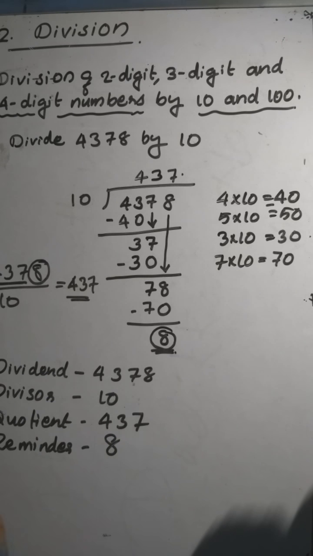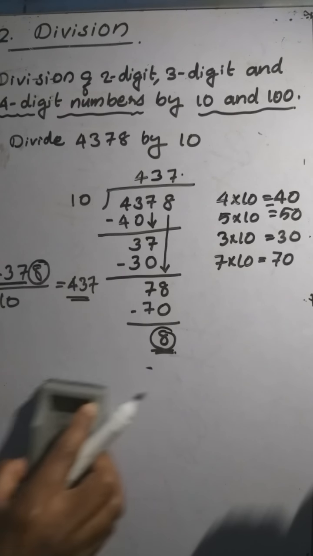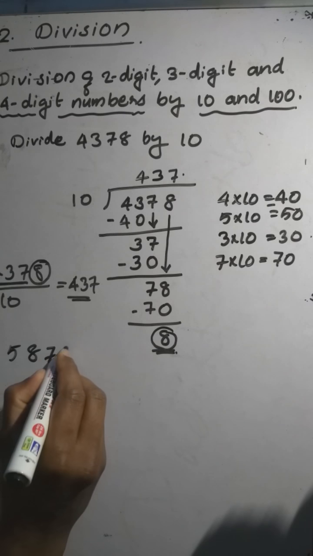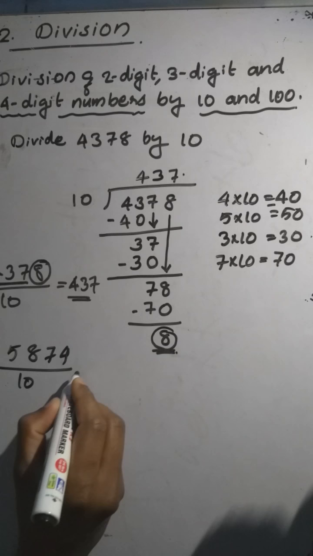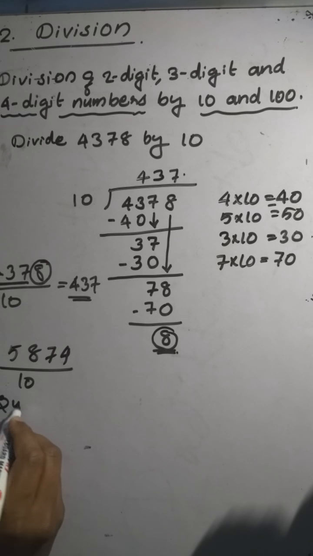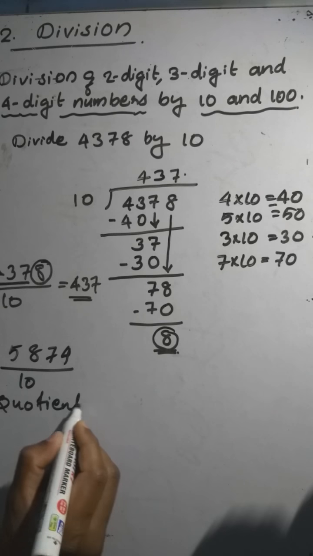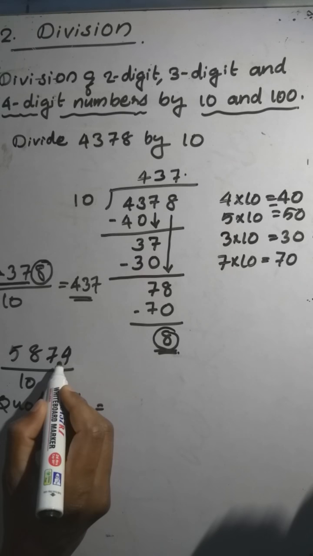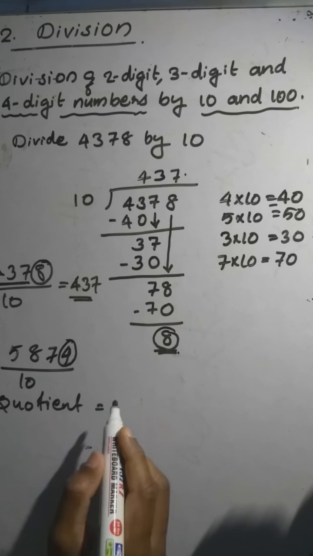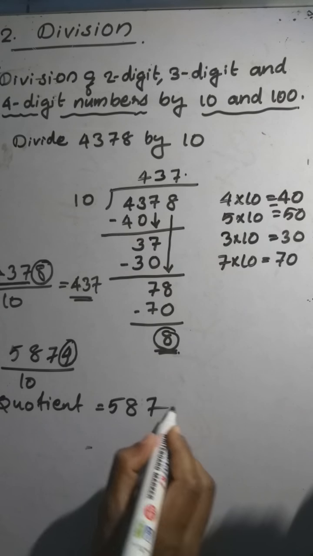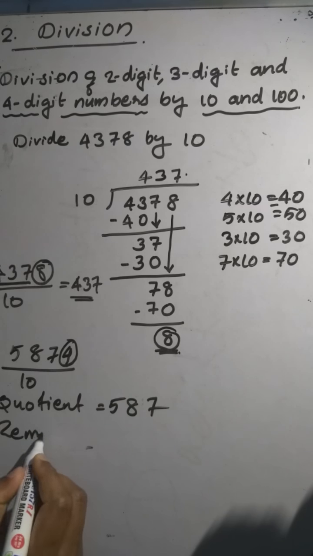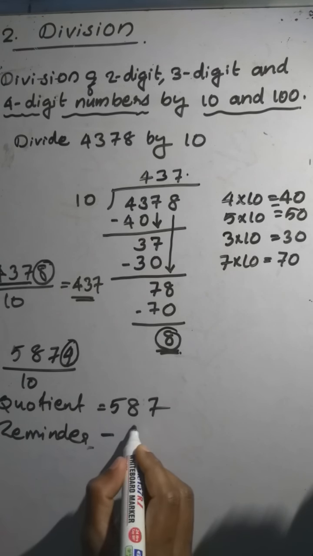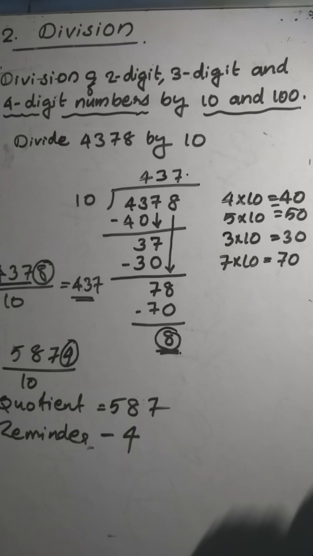For example, if you divide 5874 by 10, then the quotient will be the number formed by the digits except the ones digit. So the quotient will be 587. Then the remainder will be the last digit, that is the units digit. What is it? 4 is the remainder.